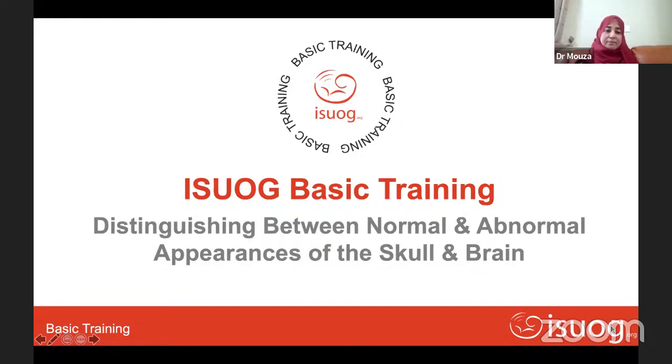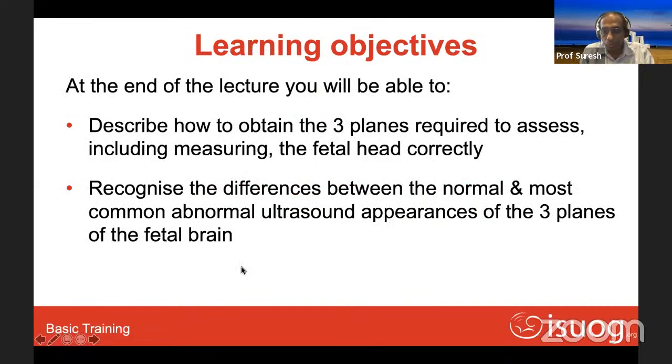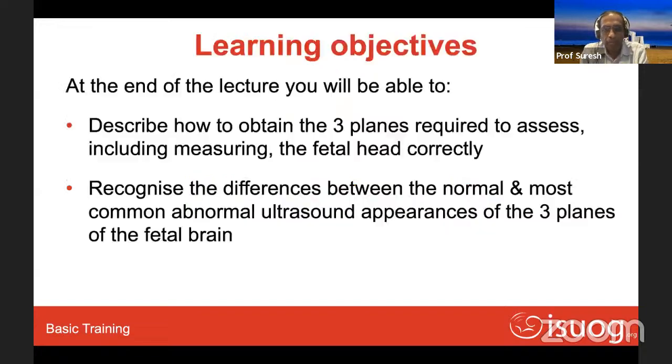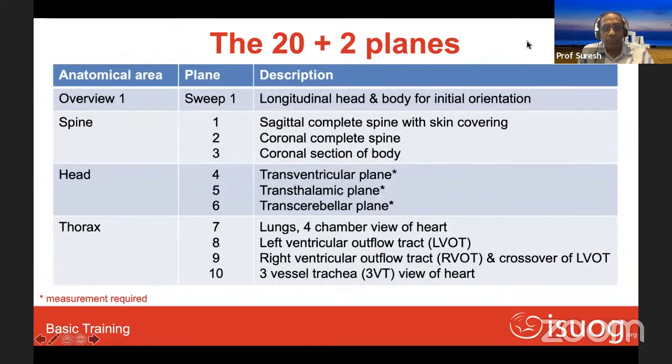Okay, thank you. Good evening and welcome to the second day of the ISUOG basic training course. Today, I'm going to tell you something about distinguishing between normal and abnormal appearances of the skull and brain. At the end of this lecture, you'll be able to describe how to obtain the three planes required to assess, including measurement of the fetal head correctly. You will recognize the differences between the normal and the most common abnormal ultrasound appearances of the three planes of the fetal brain.